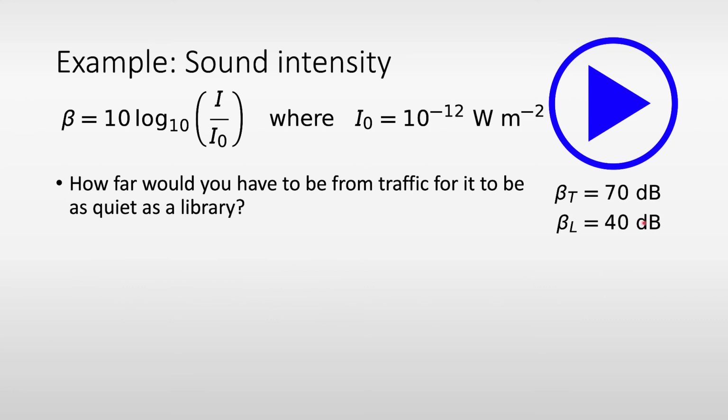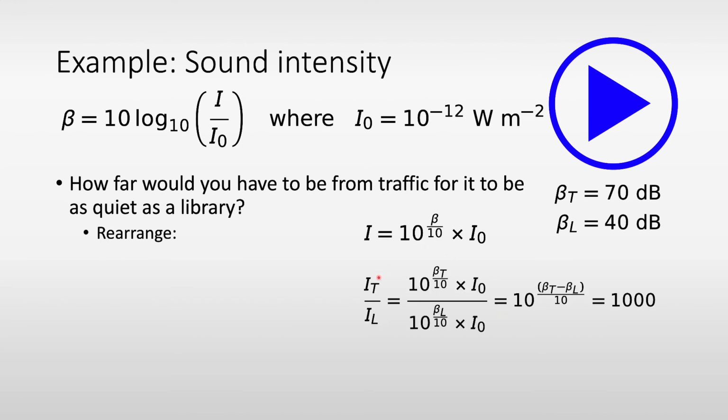Okay, so we have our 2 decibel levels jotted down here. If we quickly rearrange the decibel expression, we find that the intensity is 10 to the power of beta over 10 times the reference threshold intensity. If we want to find the ratio of the intensity of the traffic versus the intensity in the library, we divide these expressions, and we end up with 10 to the power of the difference between the 2 decibel levels divided by 10, which gives us a result of 1000.